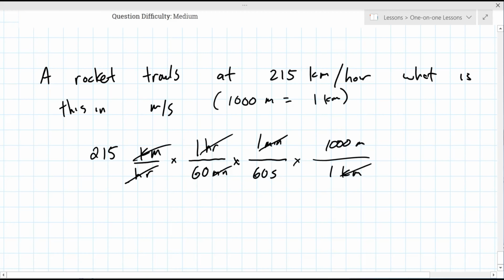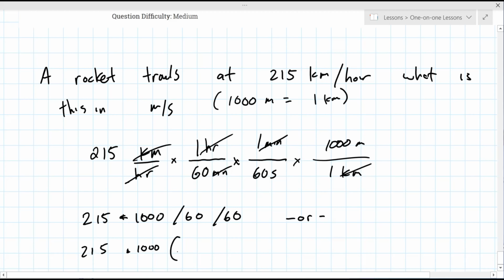Now, if you do this in your calculator, the bottom numbers here have to be grouped. You might go like this: 215 times 1,000, and then divided by 60, divided by 60, or 215 times 1,000 in parentheses, slash, parentheses, 60 times 60. Right. Okay. There are ways to get this wrong just entering it into the calculator. Yeah, we did this in CAM before.